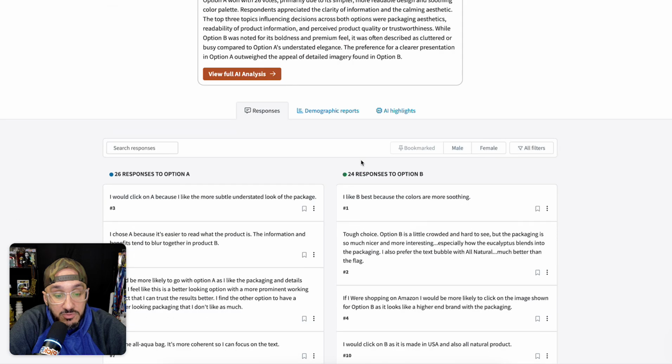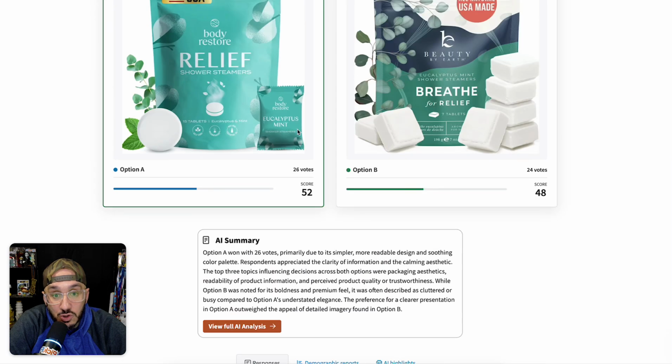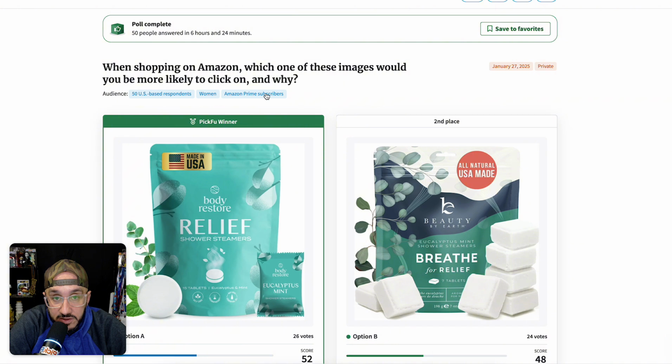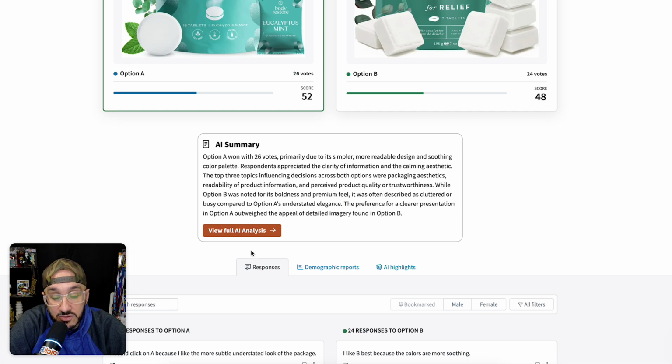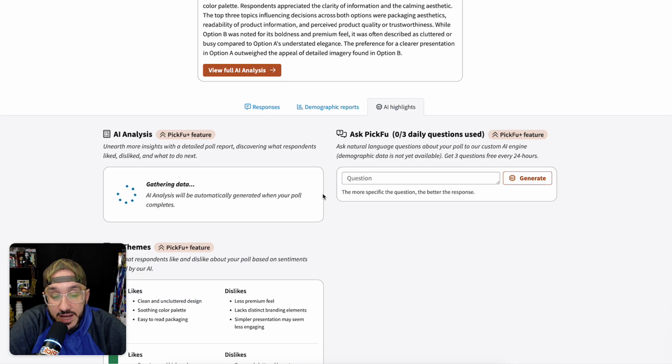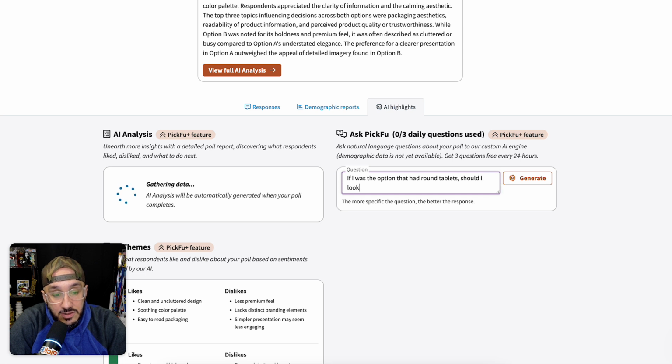I think that's really the big value prop that PickFu gives you, is that you're able to actually see that. And you didn't have to do any crazy poll. You literally had to click on a template that was $79 and just click one trait and it's done for you. So with PickFu Plus, we also have the AI analysis. So you can go here, prompt it questions like an LLM. I can almost go in here and say, if I was the option that had round tablets, should I look into cube style tablets, or is that not as relevant to the shoppers?